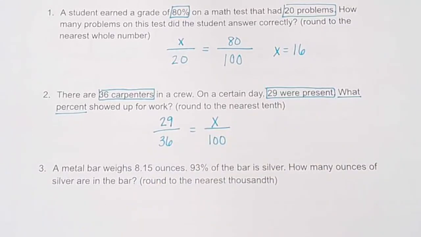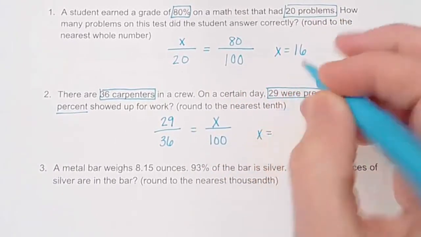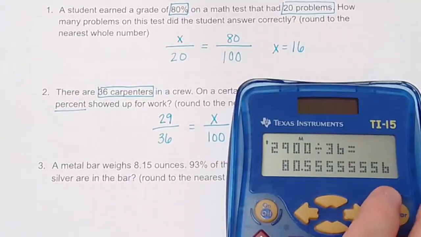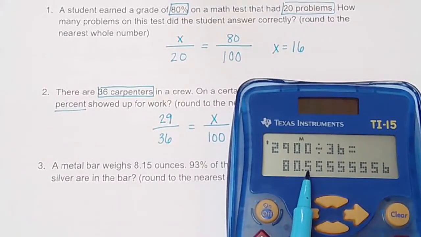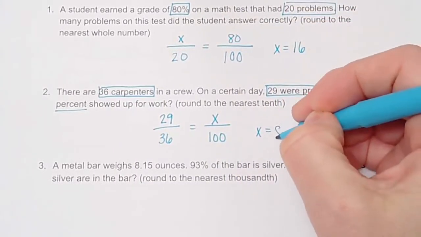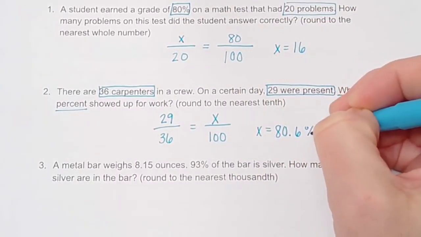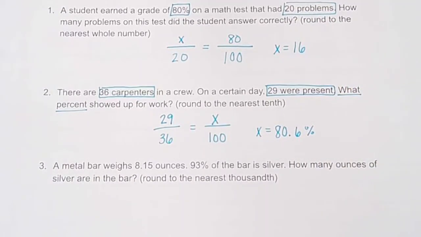All right, so using our calculator, we're going to do 29 times 100. We get 2,900, so then I'm doing 2,900 divided by 36, and I get 80.55. The question says round to the nearest tenth, so this is what you actually get. It says the tenth, so this spot right here is the tenth. So this 5 is going to change this 5 to a 6, so it's actually 80.6%. So about 80% of the crew was there that day. Okay.